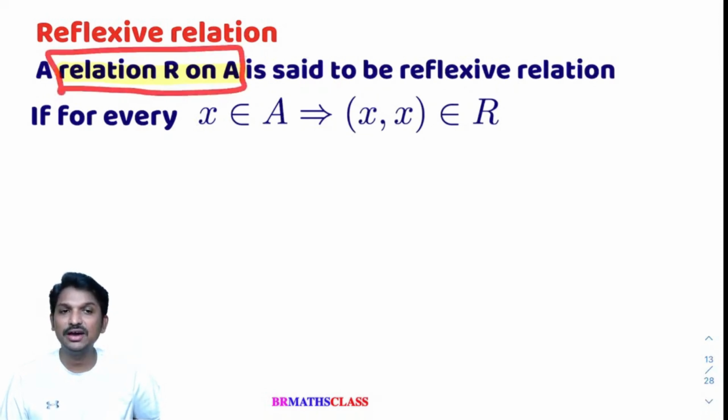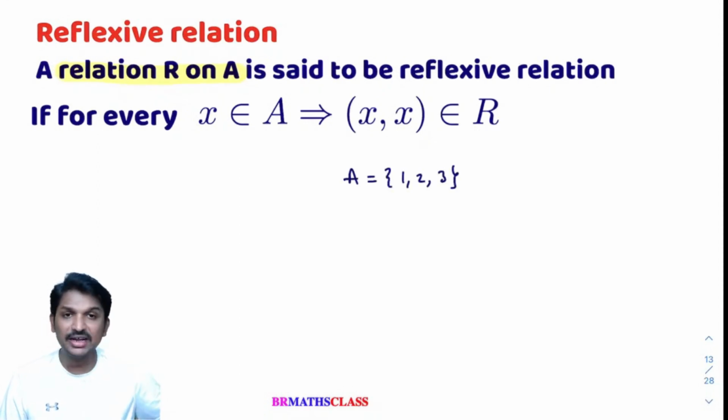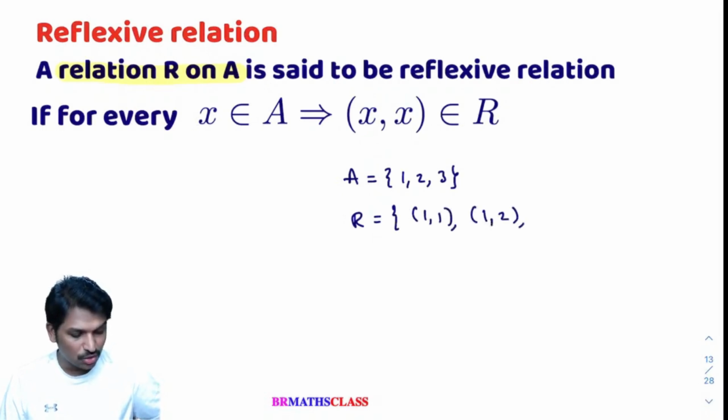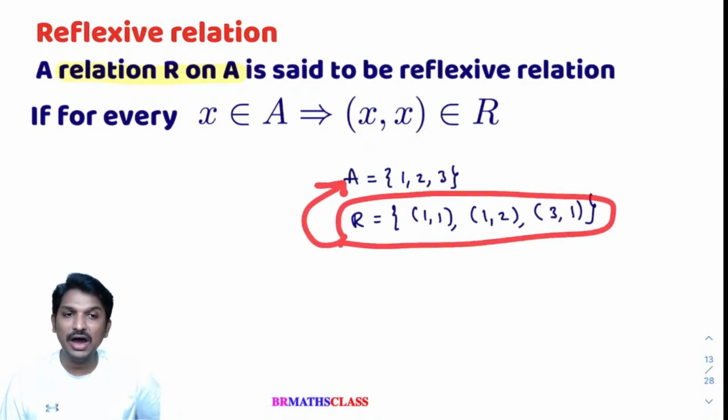R is a relation on set A means R is a subset of A cross A. I'll try to explain quickly here. When we say R is a relation on A, suppose I take A = {1, 2, 3}. A cross A contains 9 elements. You know that. I'll take one subset of A cross A, like (1,1), (1,2), whatever elements you take from between 1, 2, 3 only. This is clearly a subset of A cross A. If R is a subset of A cross A, then R is called a relation on A.